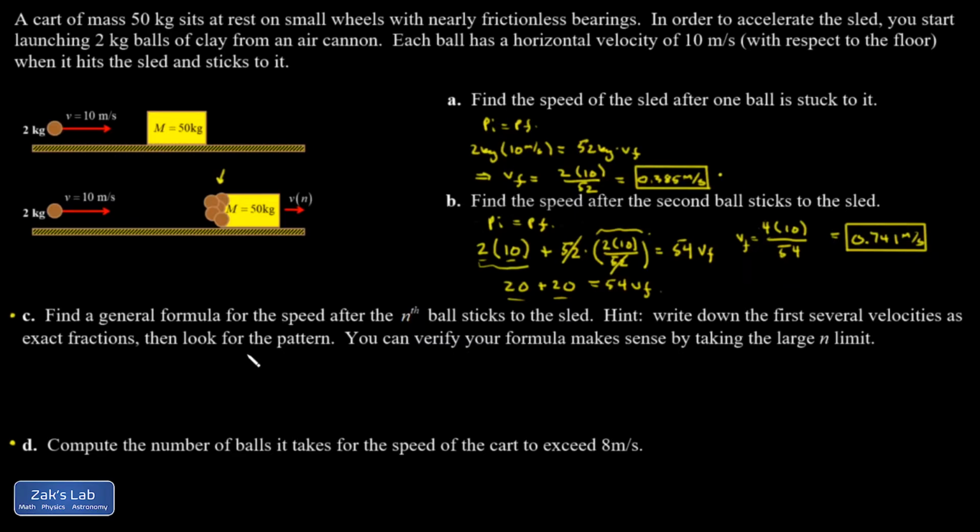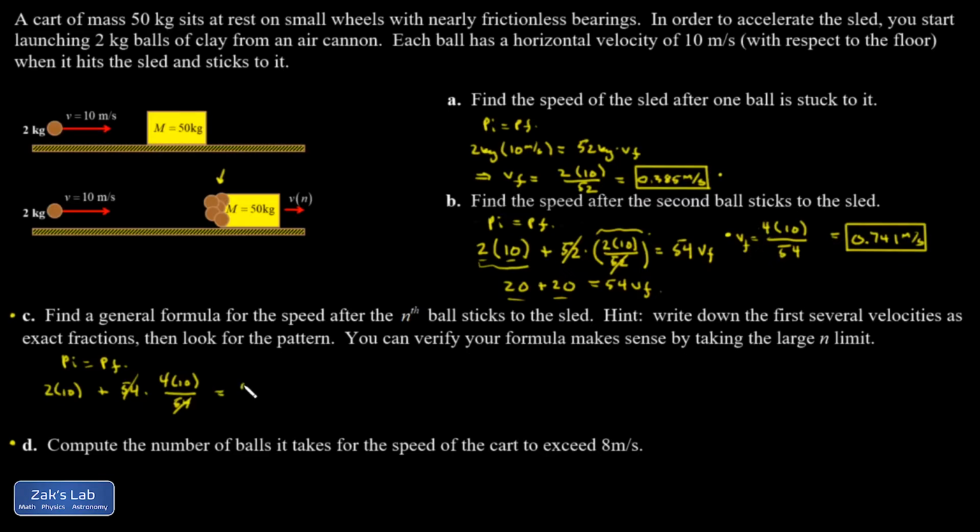So part C, I want to get a general formula after the nth ball sticks to the sled. And I think it would be wise to look at the third impact before we try to generalize. So again, P initial equals P final. And in my initial state, I'm going to have a clay blob flying at the cart, 2 kilograms times 10 meters per second. And I'm going to have a 54 kilogram cart moving with this final speed of 4 times 10, or 40 over 54.